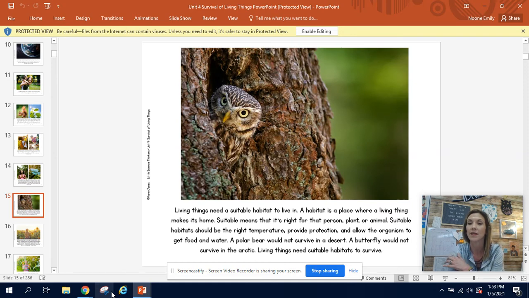Living things also need a habitat or a home. A habitat is a place where living things make a home. Suitable means that it's right for that person, plant, or animal. Suitable habitats should be the right temperature, it should provide protection, and it should allow that thing to grow and get food and water. A polar bear would not survive in a desert. A butterfly would not survive in the Arctic. Living things need a habitat that's made for them to survive.